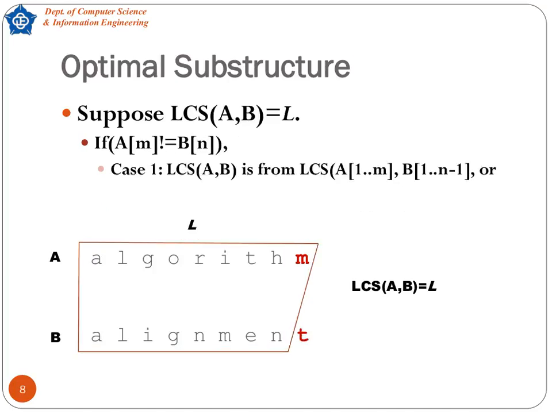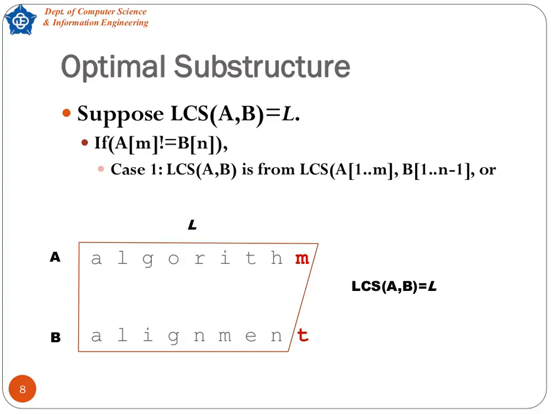Continuing from our previous discussion, let's look at the optimal substructure property when the last characters of A and B don't match. Suppose A and B have lengths m and n, and their LCS has length L. If A[m] does not equal B[n], that final mismatch means the LCS must come from dropping one of those last characters. In other words, the length of LCS(A,B) equals the larger of: one, LCS of A[1..m] with B[1..n-1], or two, LCS of A[1..m-1] with B[1..n]. In the diagram, algorithm ends in M, while alignment ends in T.